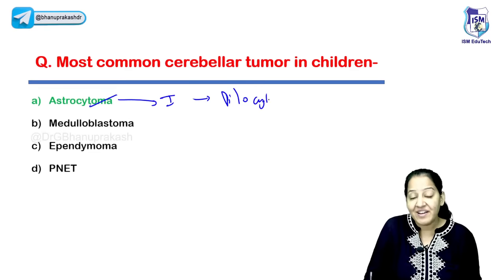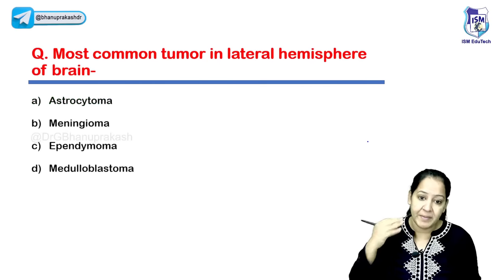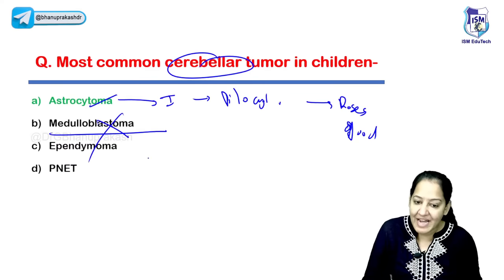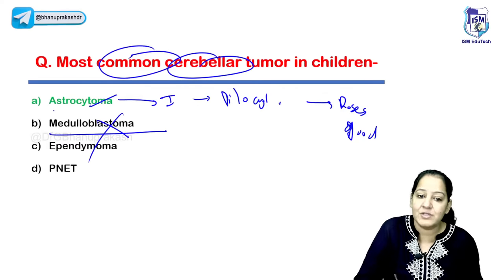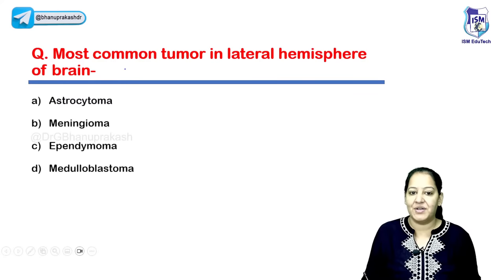Pilocytic. What does it contain? Rosenthal fibers. What is the prognosis? It's very good. So that is the most common brain tumor in children. Although medulloblastoma also occurs in cerebellum, it is not that common. They are asking the most common. So the answer is astrocytoma. Very good. We get many questions on that.